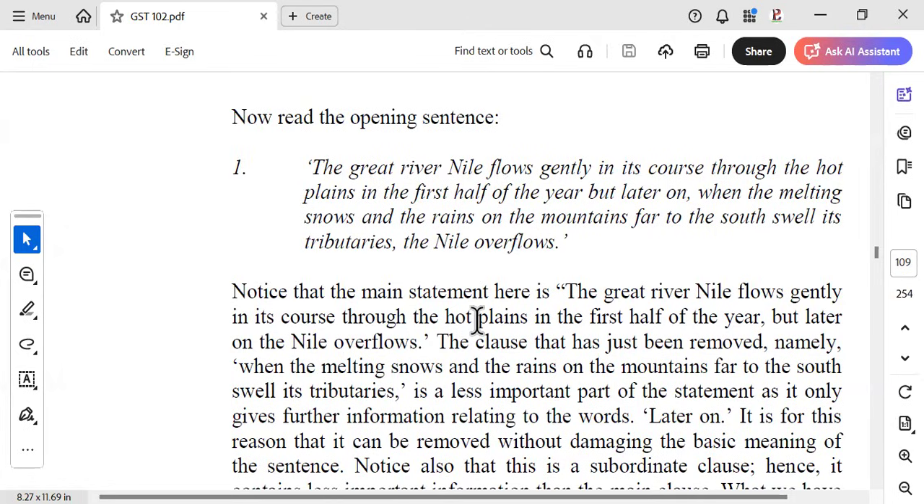Okay, now let's look at what the material is giving us. Notice that the main statement here is: the great river Nile flows gently in its course through the hot plains in the first half of the year. But later on, the Nile overflows. What did they remove?